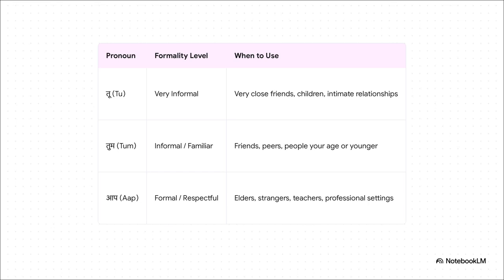Way up top, you've got tu. Think of this for extreme closeness, like with your best friend or family. In the middle, we have tum, which is kind of your everyday, go-to informal word for friends and people your age. And then at the bottom, there's aap. And this one is absolutely essential for showing respect to elders, teachers, or anyone in a formal setting. Getting this right is a huge, huge step.